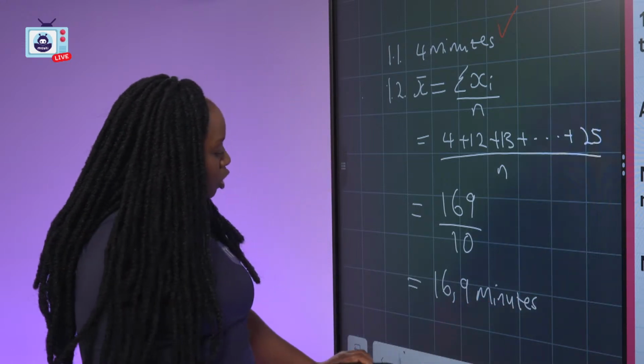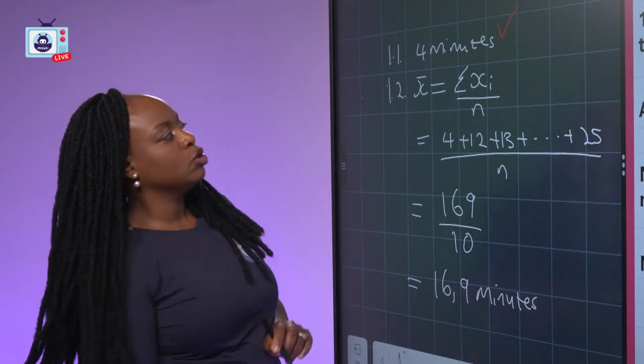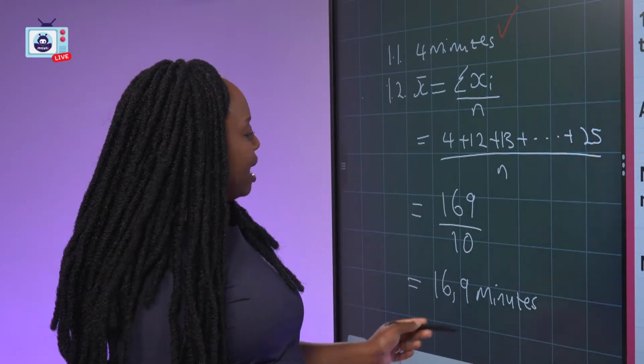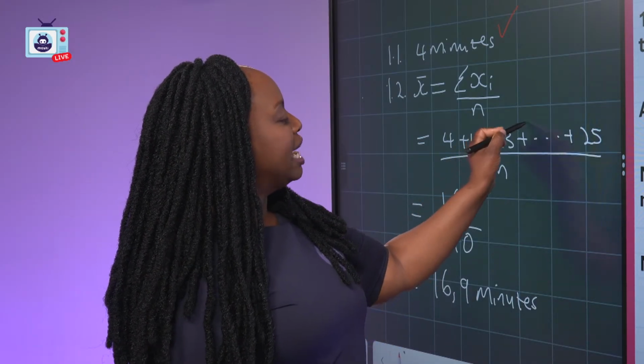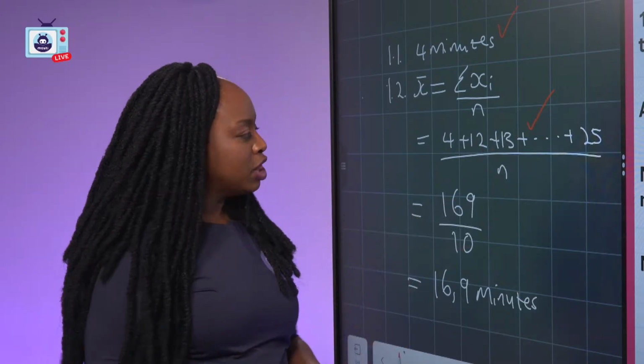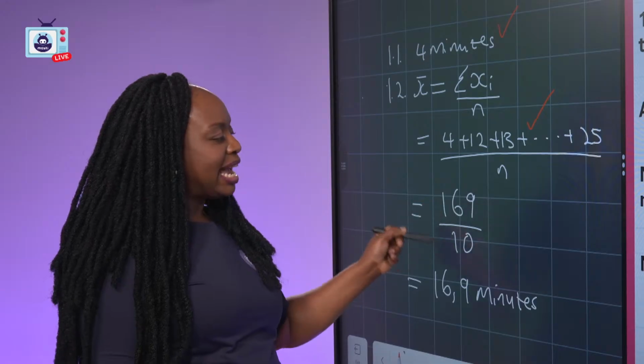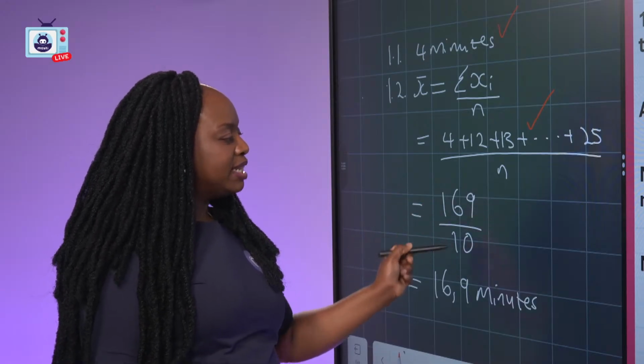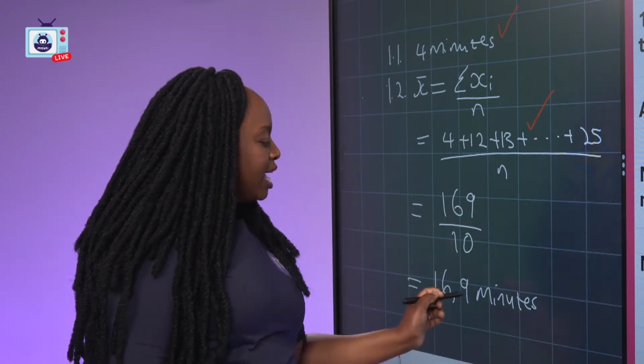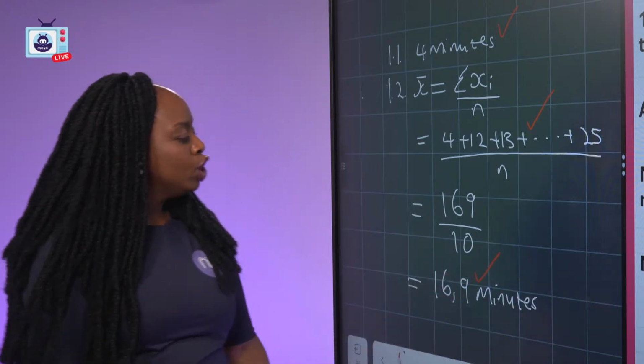So that's how you're going to respond to the question. And that was 2 marks. So 1 mark will go either for substitution or the method you have used. If you jumped this step and just wrote 169 divided by 10, then that's where the mark will go. And then the other mark will go to your answer.